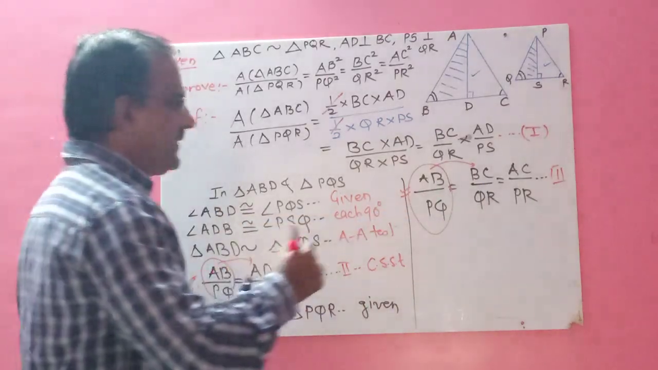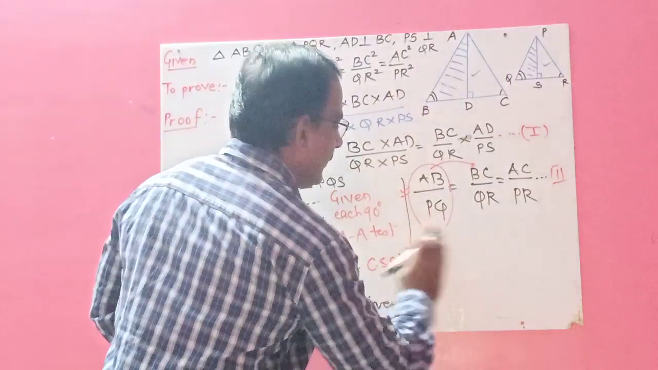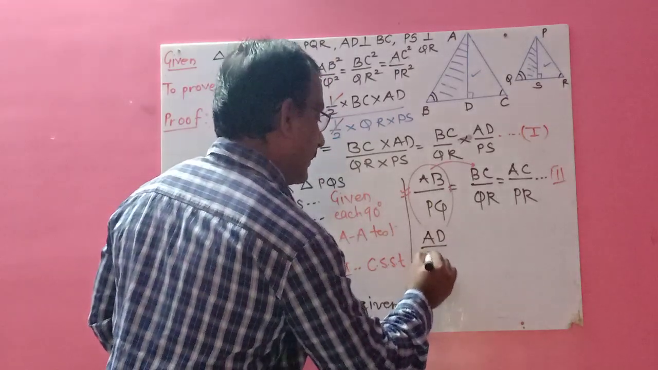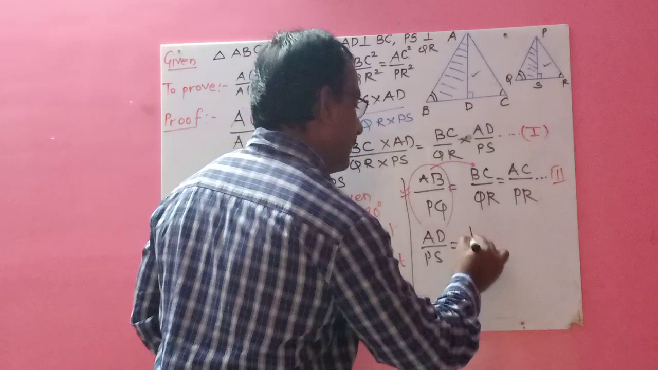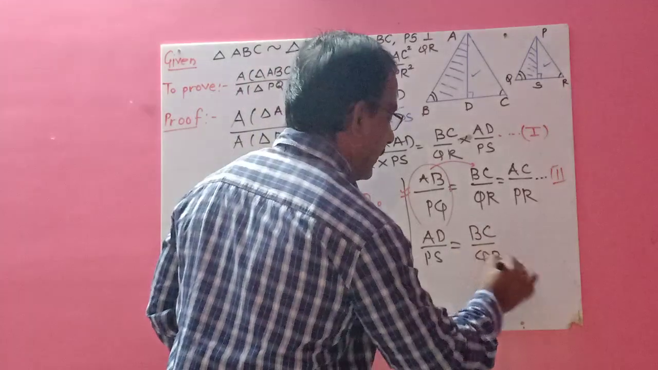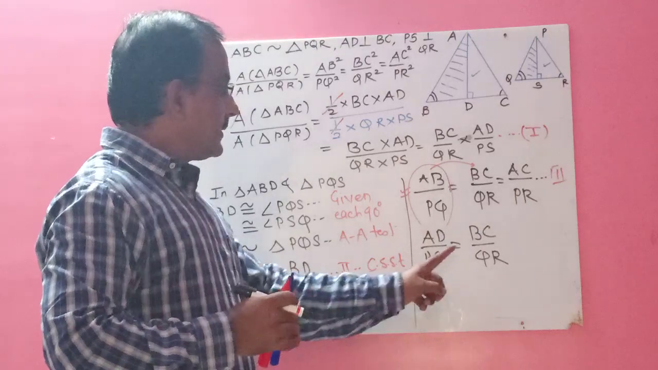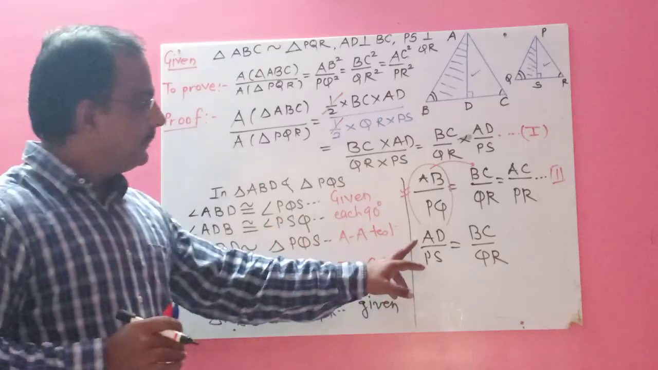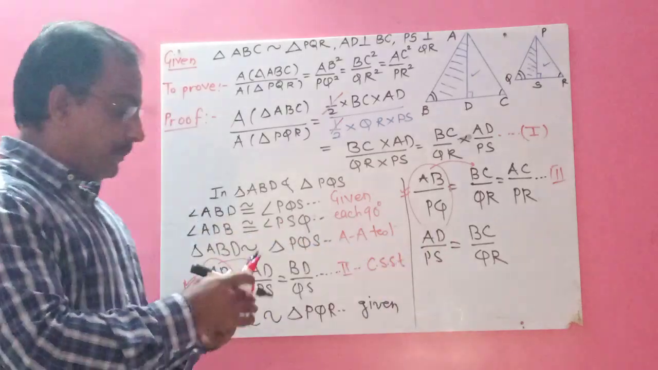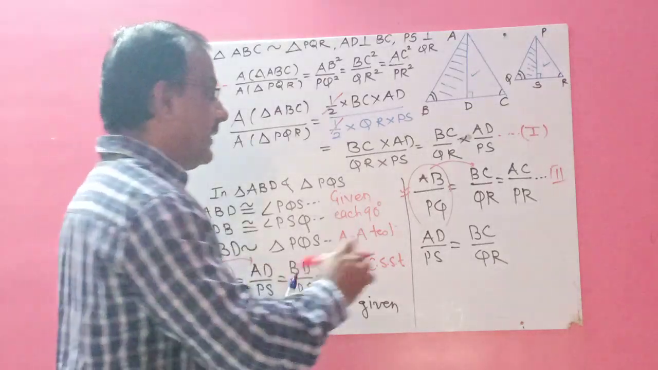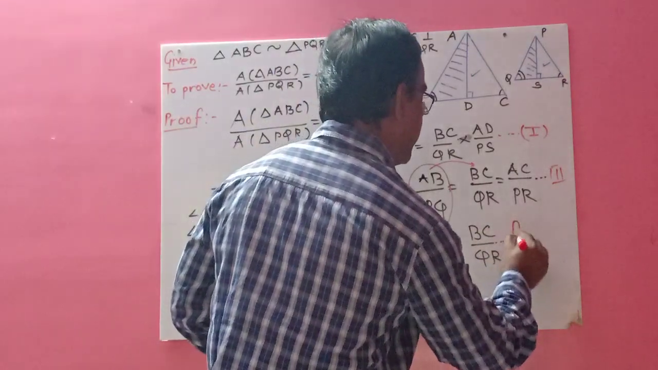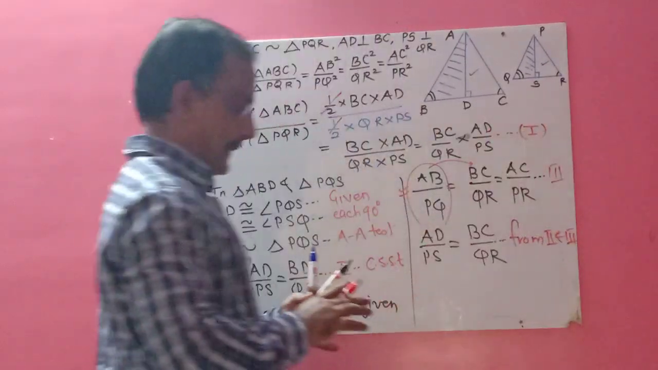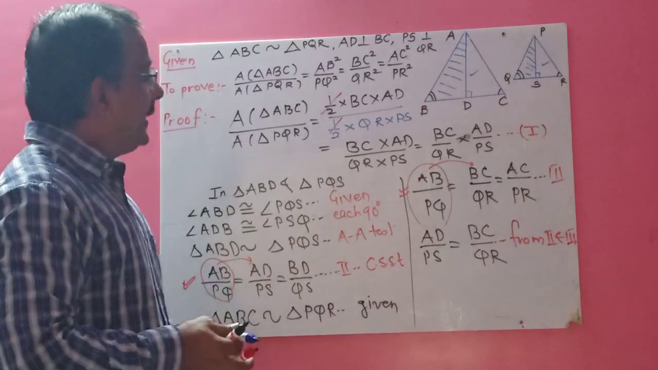So AD upon PS is equal to BC upon QR. Up to here all of you understood? Simple. AD upon PS is equal to BC upon QR. This you can write here from 2 and 3.